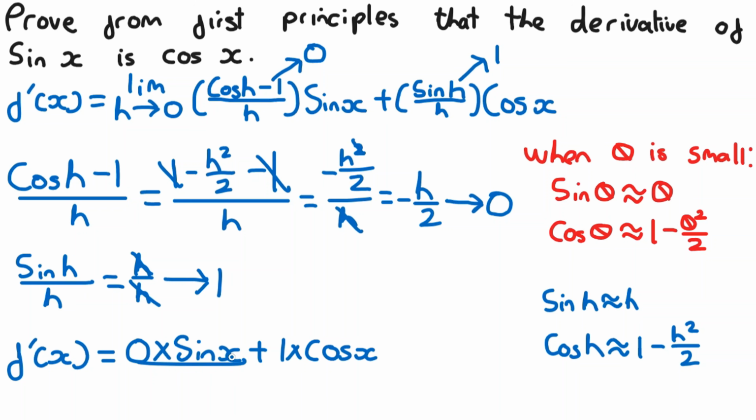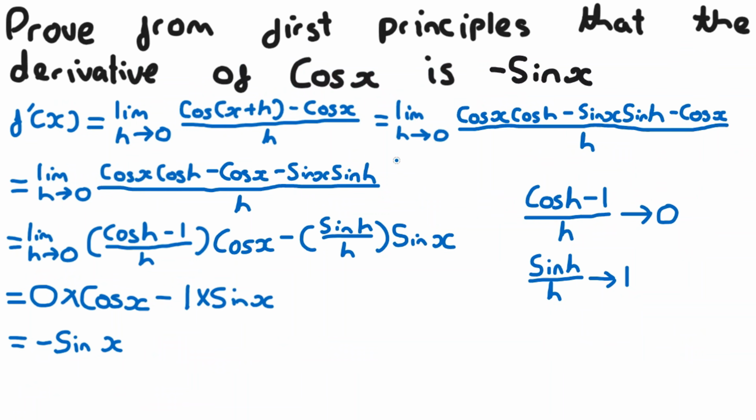So it's going to be 0 multiplied by sin x, so this is going to cancel out, and then it's going to be 1 times cos of x, which is cos of x. So therefore f dash of x is equal to cos of x. We've proved from first principles that the derivative of sin x is cos of x, and we've done that using small angle approximations. And the proof from first principles that the derivative of cos of x is minus sin of x is basically the exact same.